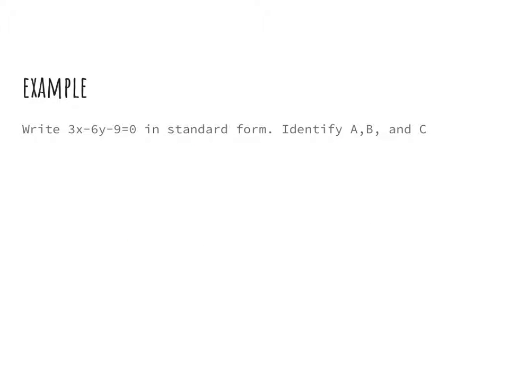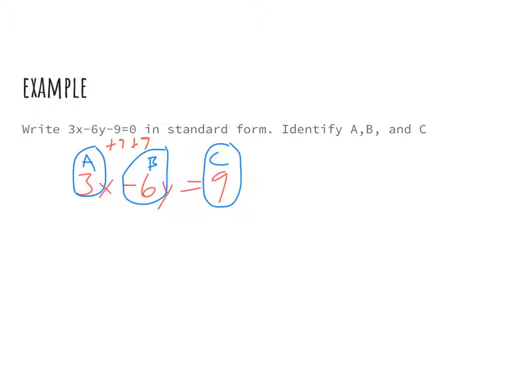Go ahead and pause the video and write this in standard form and identify a, b, and c, and then hit play, see how you did. So all you should have had to do was add 9 to both sides, giving you 3x minus 6y equals 9. Then you identify a as positive 3, b as a negative 6, and c was 9.